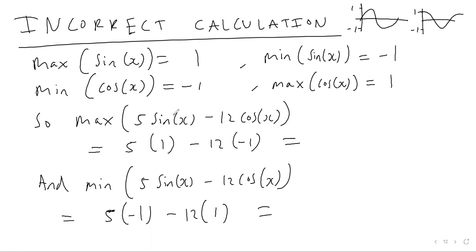They may say the maximum of sine is 1, so 5 times 1 would give me 5. Then they may say the minimum of cos is -1, and -1 times -12 gives me +12. So they may turn around and say the maximum of this must be 17.